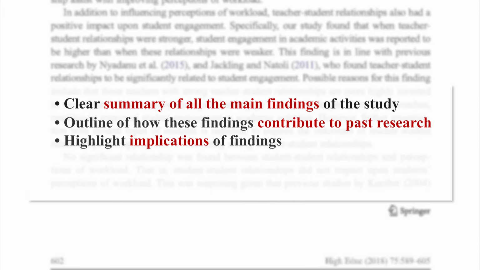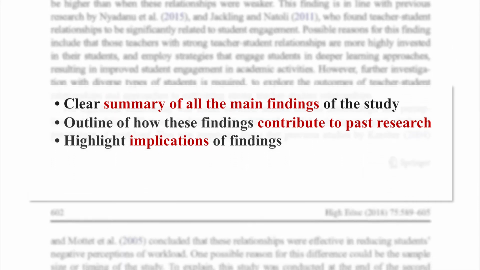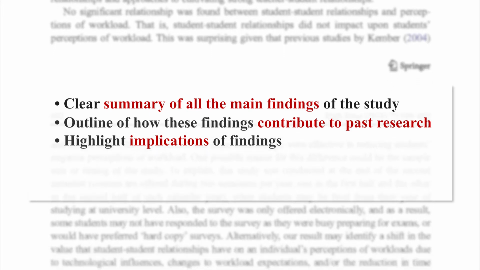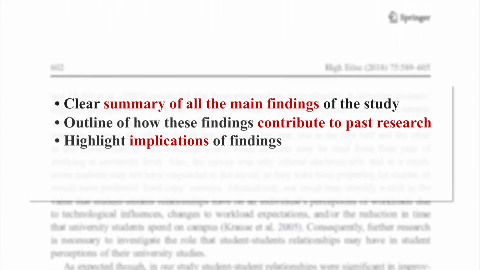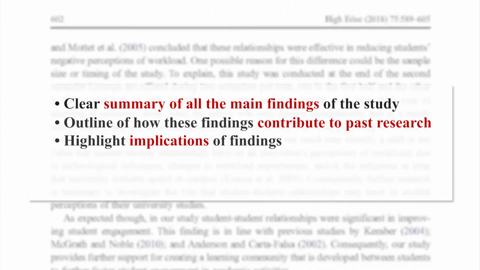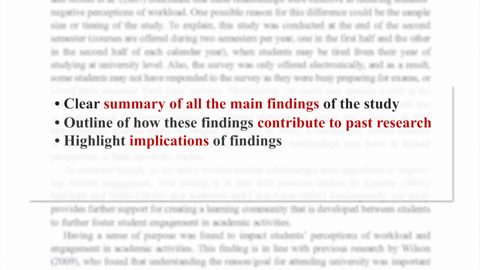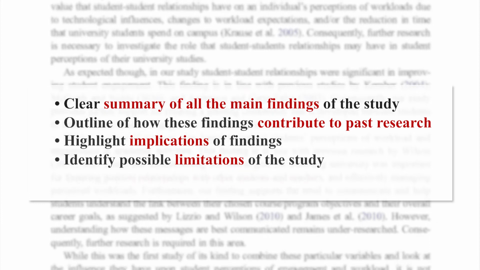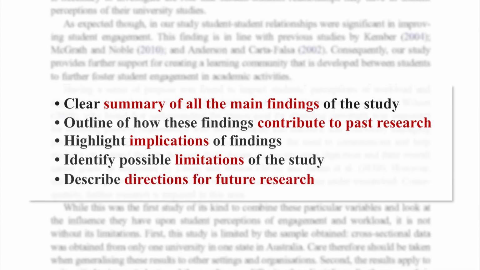The implications of the findings will then be discussed. Now, implications are the practical importance of the findings. So for example, how can the findings be used to help people, or how do they further that particular field of research? Authors will then identify the limitations involved in their study and map out some possible directions for future research in the area.